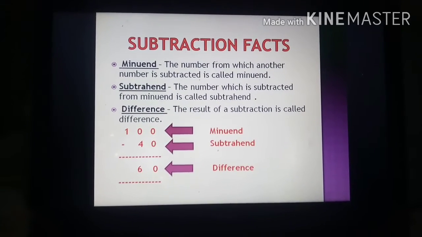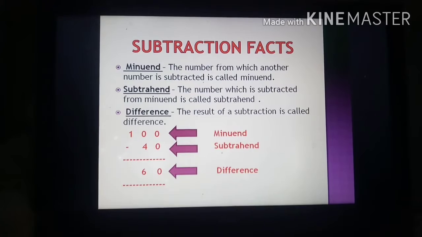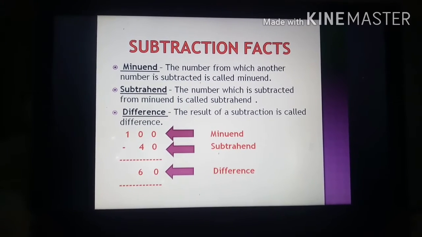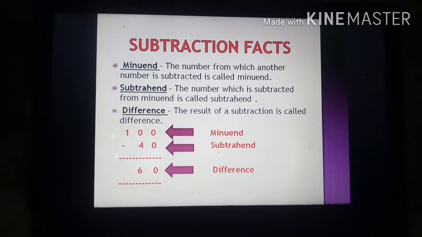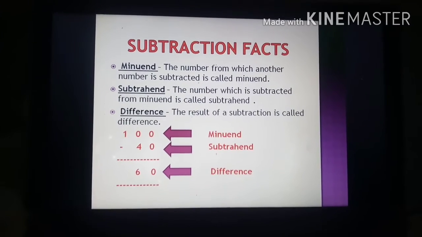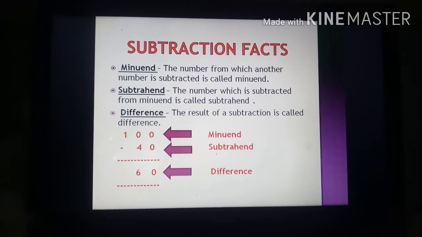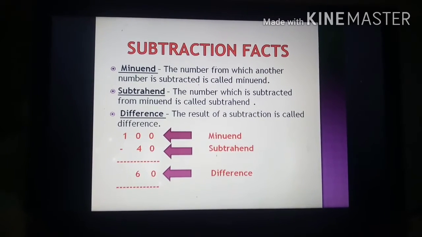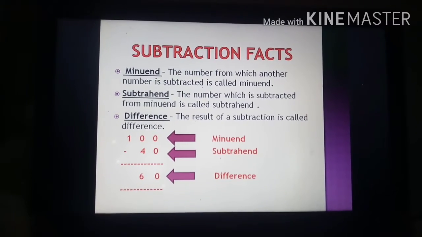And what is difference? Difference means the result of a subtraction. The answer that we get after subtracting, that will be the difference.